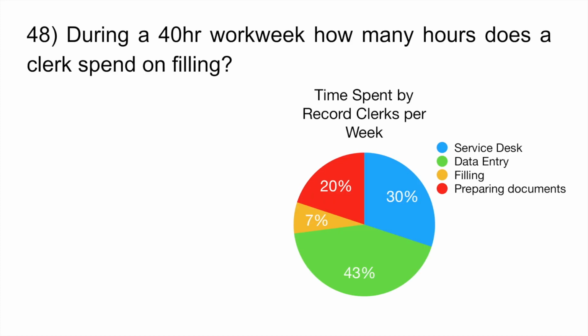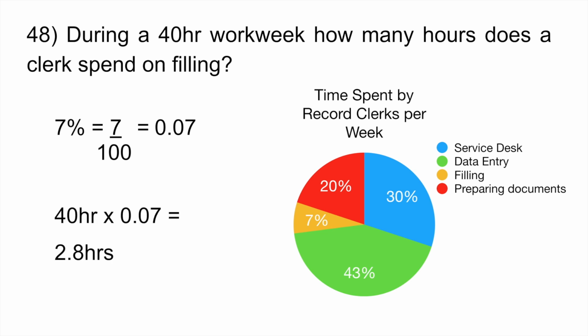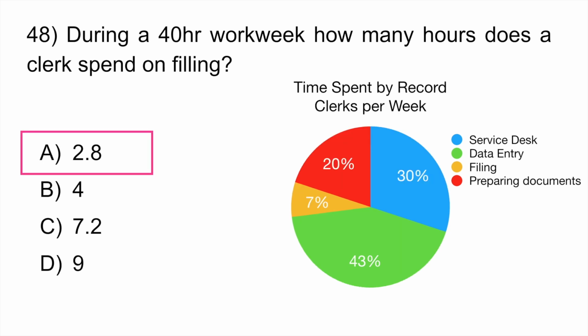And the question asks you, how many hours do they spend on filing in a 40-hour work week? The first thing you do is look at the graph and see that filing, which is in yellow, is 7% of the time. 7%, changed to a decimal, is 0.07. They ask us, in a 40-hour work week, how much is 7% of the time? All you have to do is multiply those 40 hours times 0.07, and that's going to give you 2.8 hours. So that person spends 2.8 hours filing every week.